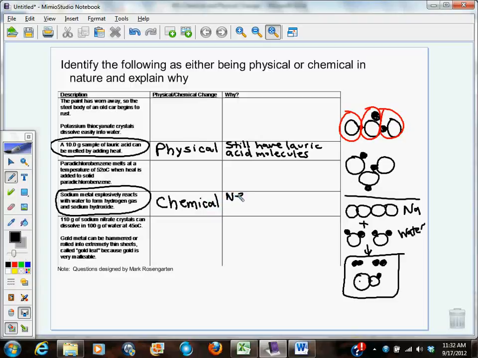And you could write in here, new substances are formed in reaction. And by the way, it says that heat is also given off, right? It says it's explosive. You could also say in here that heat is given off by the reaction. Right? Either one of those will work.